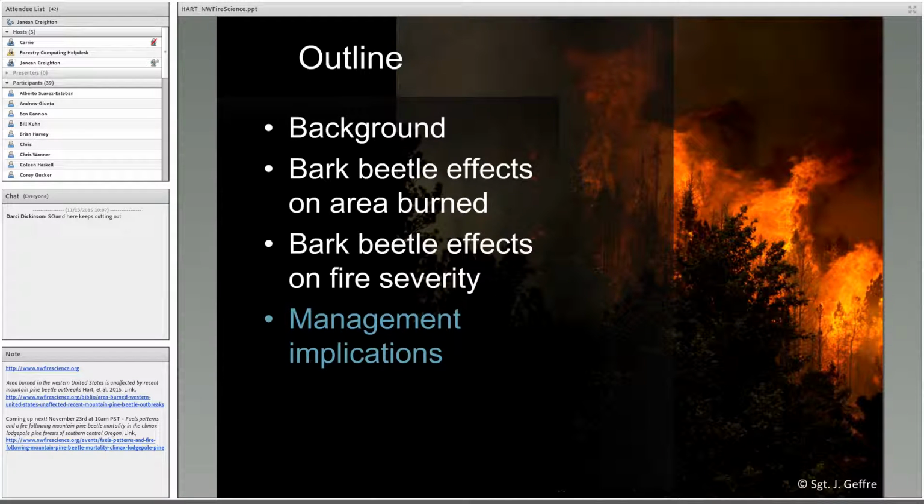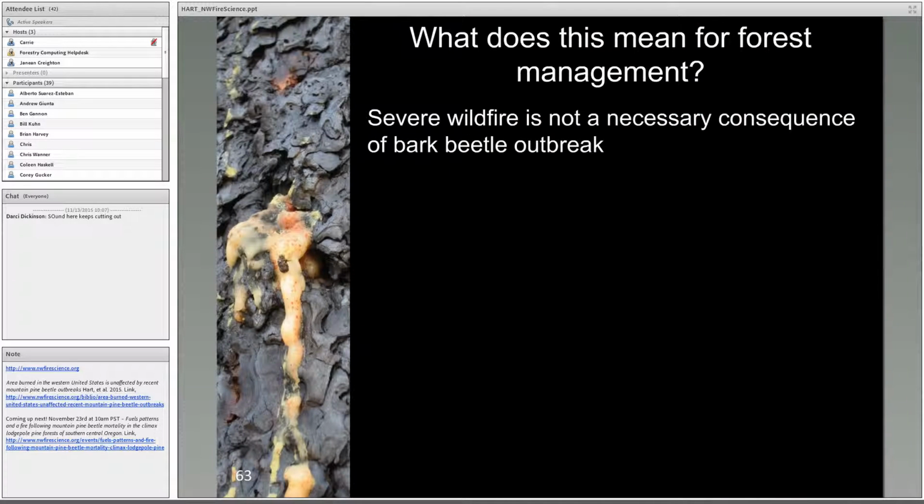Okay, so now I'm going to move on to the last part of my talk, which is just a little bit about the management implications of this work. So I've just told you that I didn't find a large effect of mountain pine beetle infestation on fire area across the West. And what I think that this means is that severe wildfire is not a necessary consequence of bark beetle outbreak.